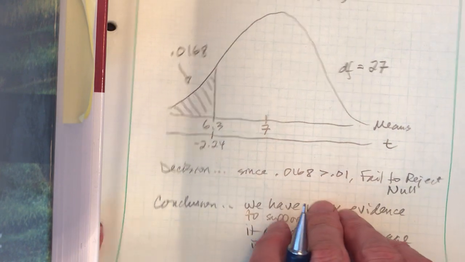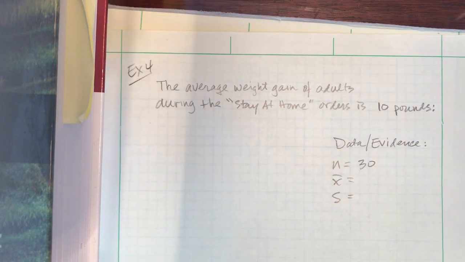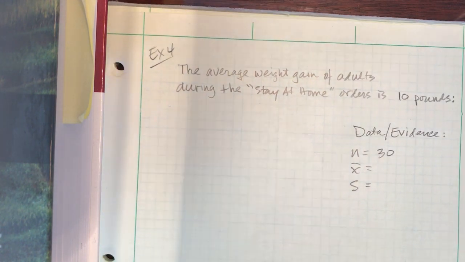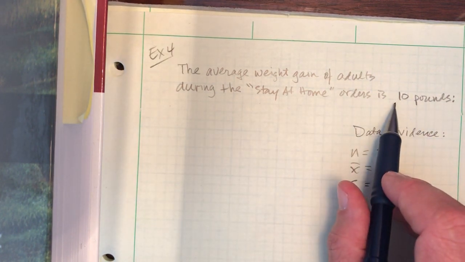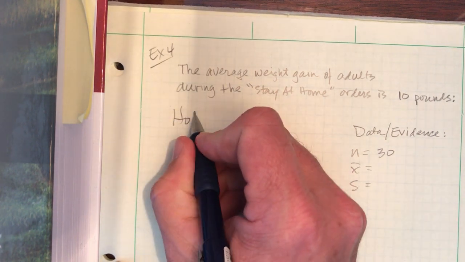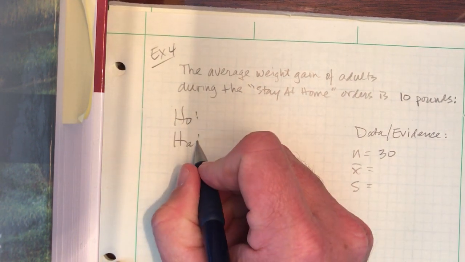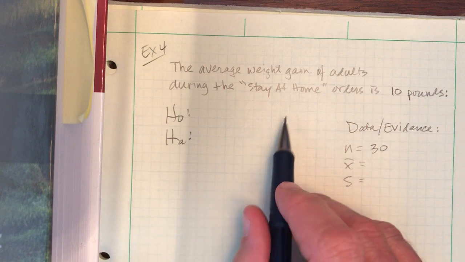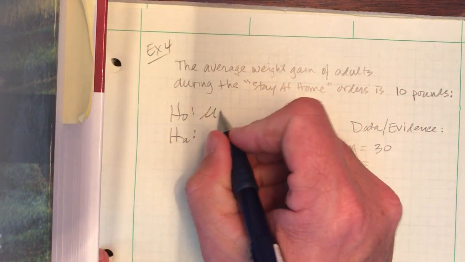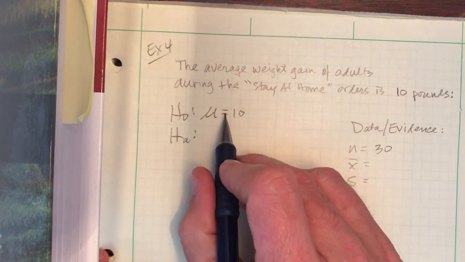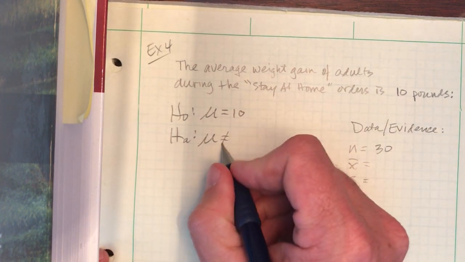All right, last example. This states the average weight gain of adults during the stay-at-home orders is 10 pounds. My null and alternative, this is saying the average is 10, is an equal, so mu equals 10. The complement of that would be mu not equal to 10.